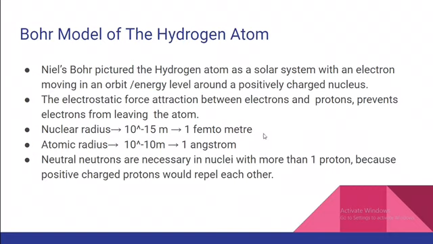So let's see the size of the nuclear radius and atomic radius. The nuclear radius has a size of 10 to the power minus 15 meters. That is 1 femtometer. And the atomic radius has a length of 10 to the power minus 10 meters, which is 1 angstrom. So you can see that there is a large difference between the size of the atomic radius and the nuclear radius.